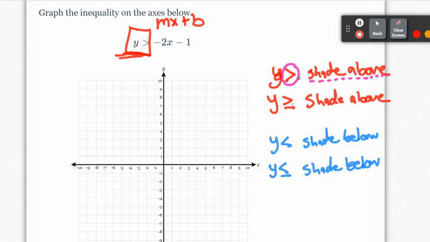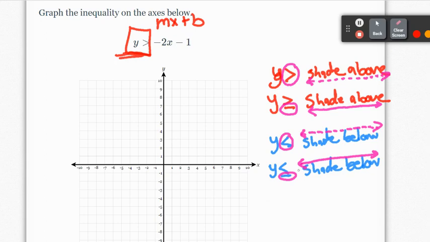If it is a greater than or equal to, anytime you have the equal to, you have a solid line that's shaded above. And then down here, if you have the less than but not equal to, it is a dotted line with shading below. And if it is a less than or equal to, you put a solid line with shading below. Those are our four options for shading after we've already plotted our line.